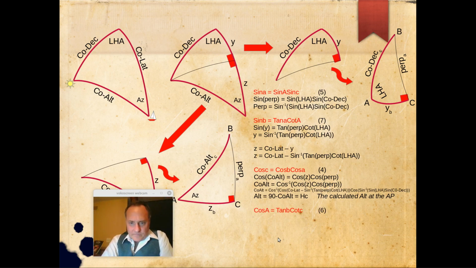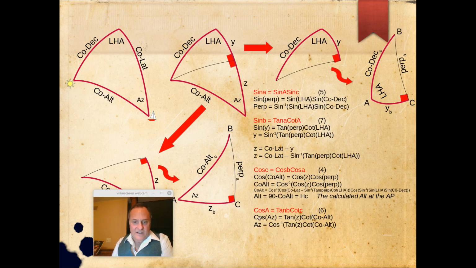Okay, so now we're going to use relationship number 6. The cosine of big A equals tangent little b cotangent little c. And let's see what that gets us. The cosine of big A is the cosine of the azimuth. Yes, that's what we need. We need to discover the azimuth. And that's why I chose number 6, because it has something to do with angle A, and it couches it in terms of B and C. B, we know, that's up here, and C, we know, that's the coaltitude, which we just discovered here. So the cosine of the azimuth equals the tangent of Z, that's here, times the cotangent of the coaltitude.